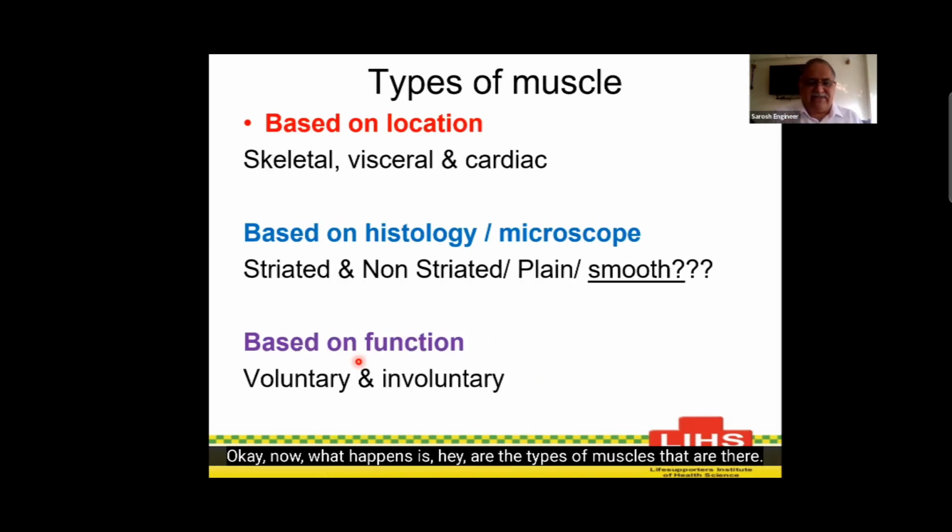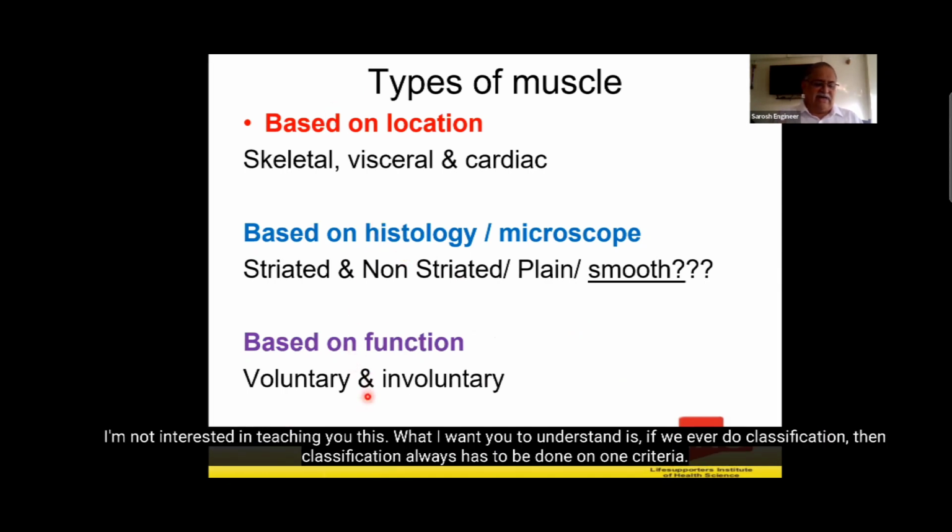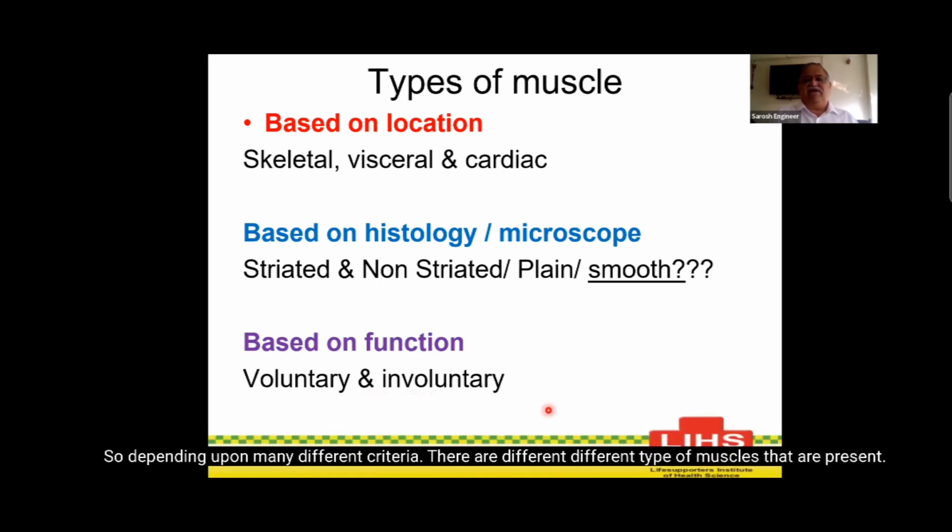Now, which are the types of muscles that are there? There's a list. This list is not what I'm interested in teaching you. What I want you to understand is, if we ever do classification, then classification always has to be done on one criterion. Depending upon many different criteria, there are different types of muscles, but you have to classify according to a criterion.